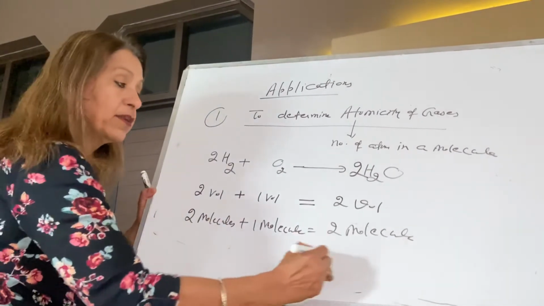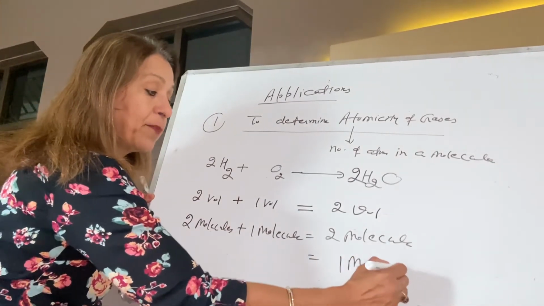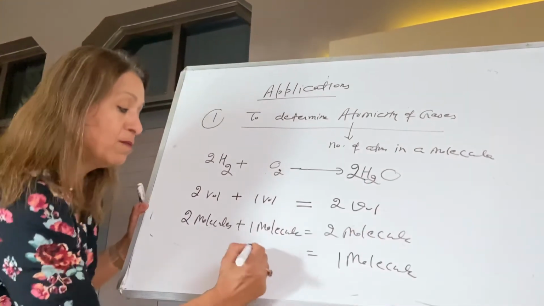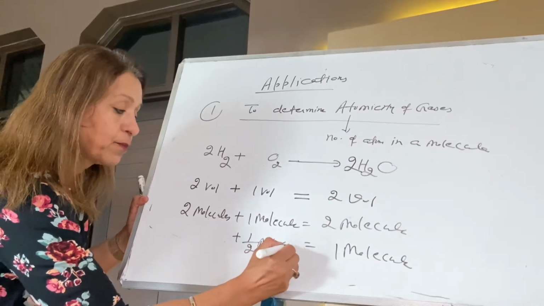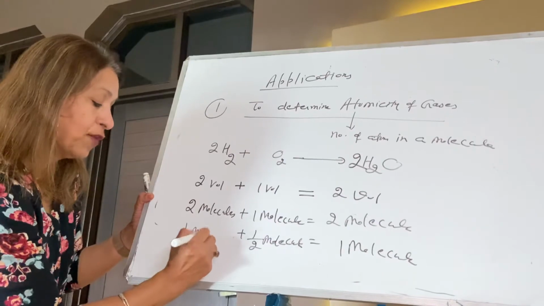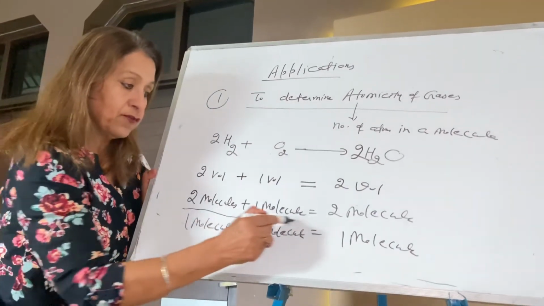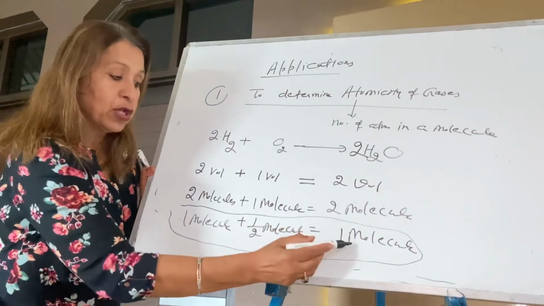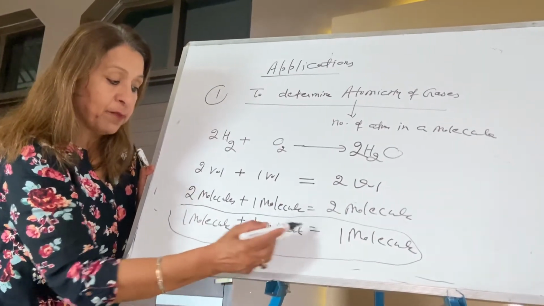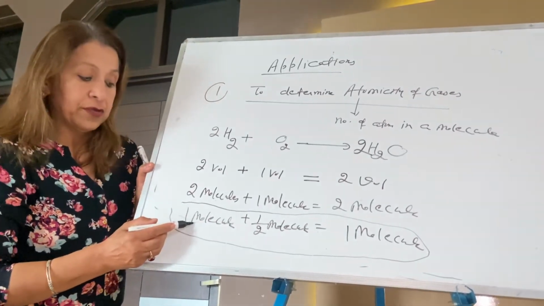Now after that you can make it half. One molecule of water will be made up from half molecule of oxygen and 1 molecule of hydrogen. Write down, round it off: one molecule of water is always made up from half molecule of oxygen and one molecule of hydrogen.